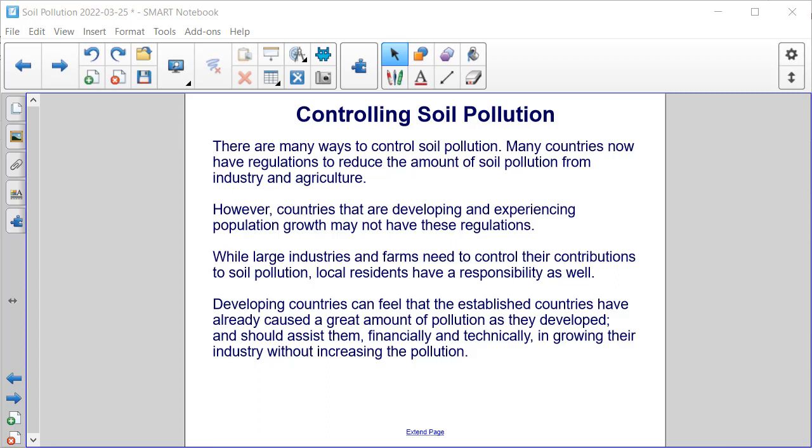Developing countries can feel that the established countries have already caused a great amount of pollution as they developed, and should assist them financially and technically in growing their industry without increasing the pollution.